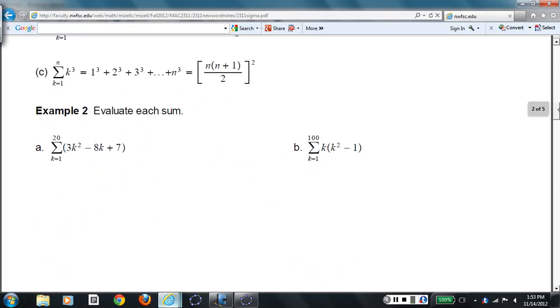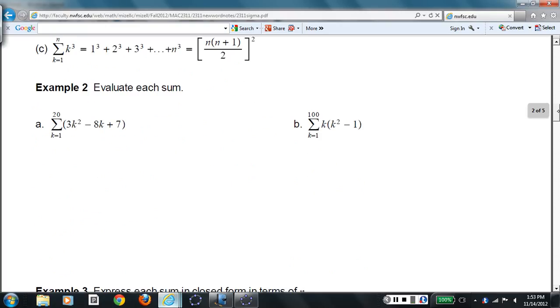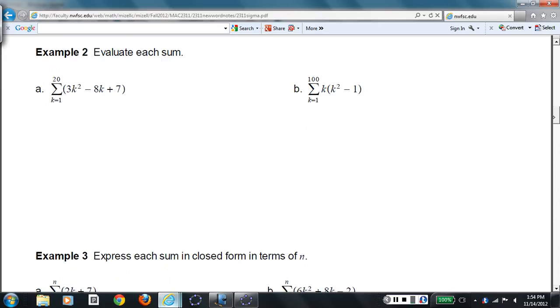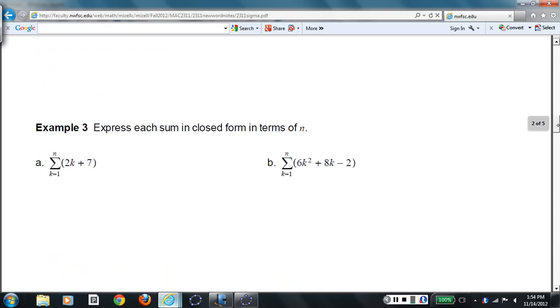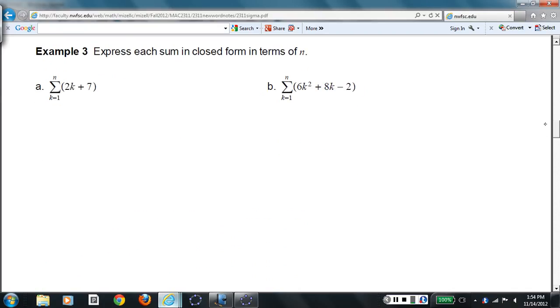Weren't there ways also to plug that into the calculator? Yes. Yeah, there are nice ways to do this using the calculator. Evaluating the limit sometimes, if there's an unknown here, we might not be able to do that with the TI-83s and 84s. Keep moving. Express each sum in closed form.